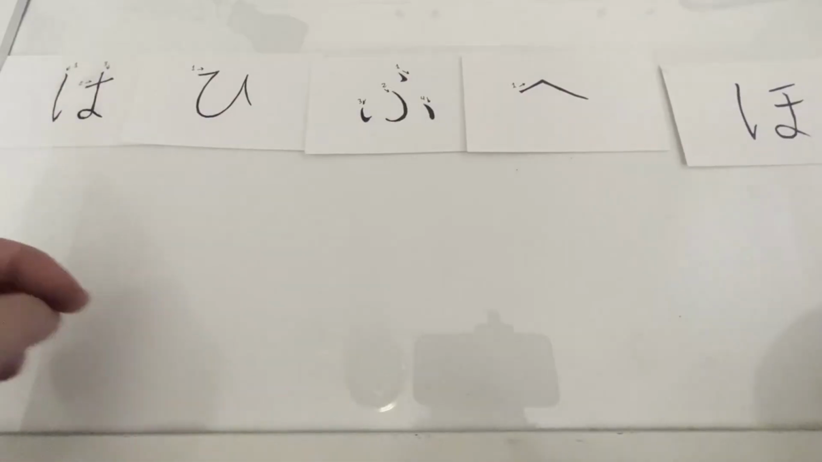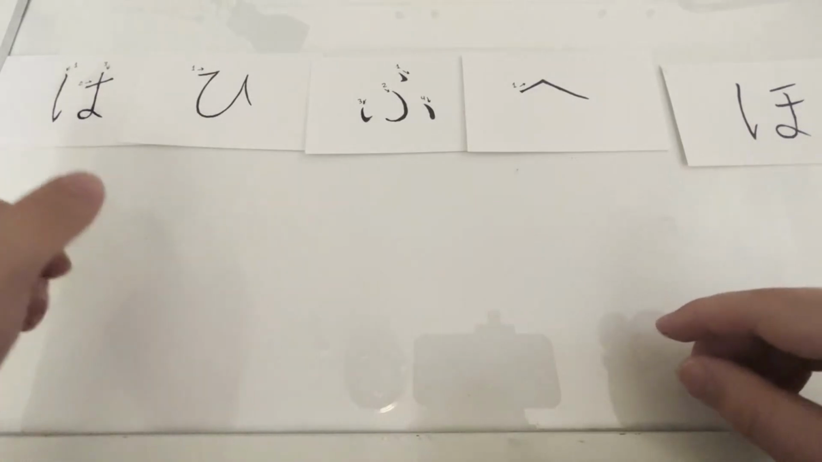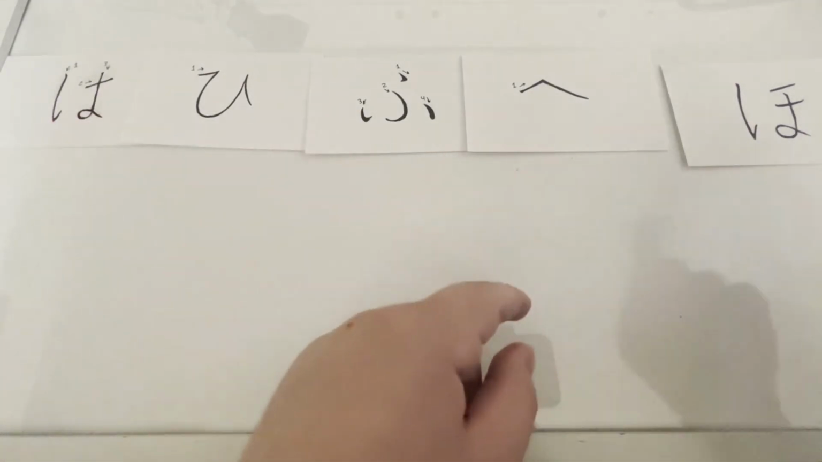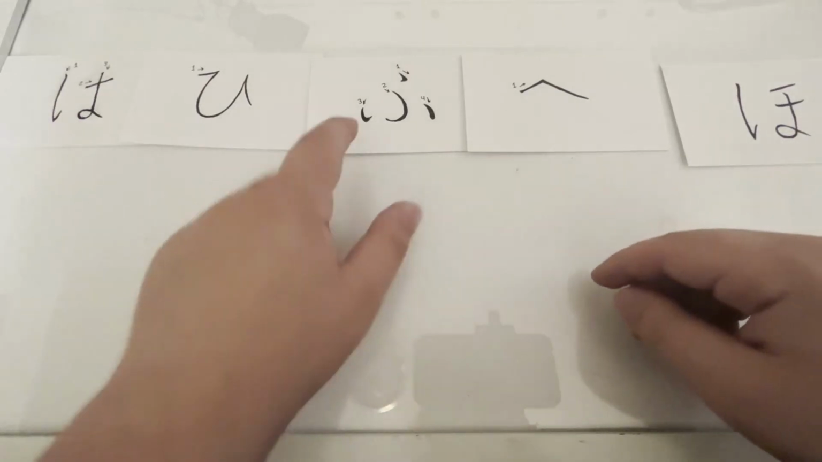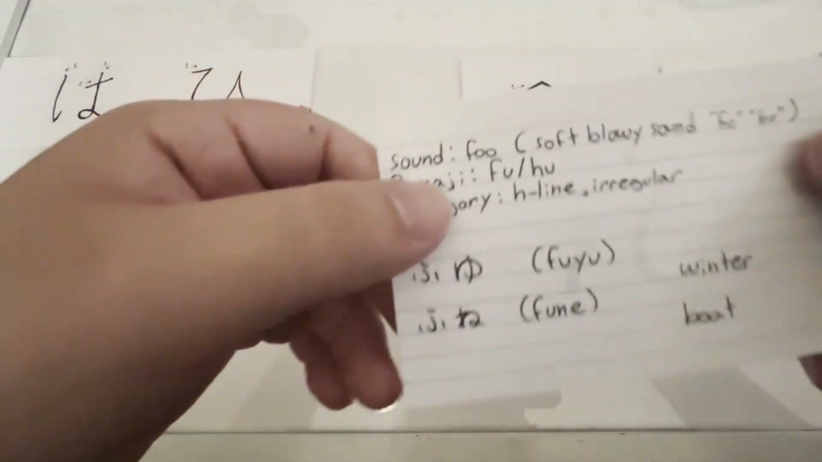This is the last series of letters we'll study today, and it's the H-line series. It's ha, hi, fu, he, ho. So as you notice, this one is a little strange. Some tend to write it as hu, and some write it as fu. And it really depends on the accent.